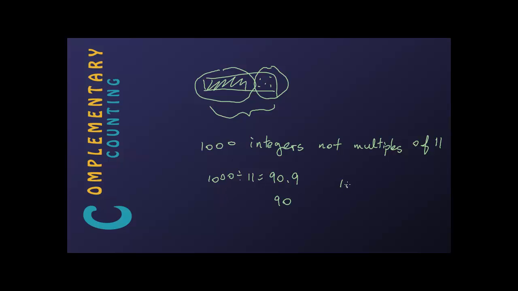Since we have 1,000 integers in total, and 90 of them are divisible by 11, and all numbers are either divisible by 11 or they're not, that means 1,000 minus the number that are divisible by 11, which is 910. 910 would be the number of integers that are not divisible by 11. So complementary counting is very powerful. It's fast too.